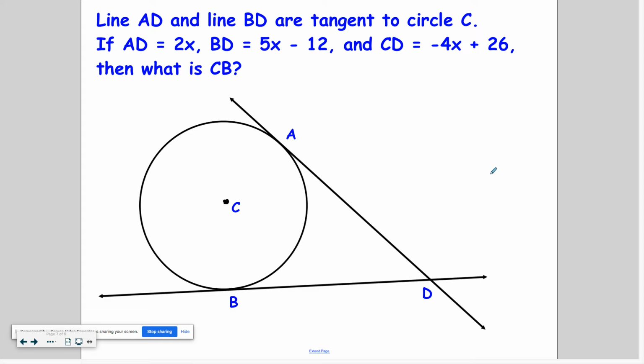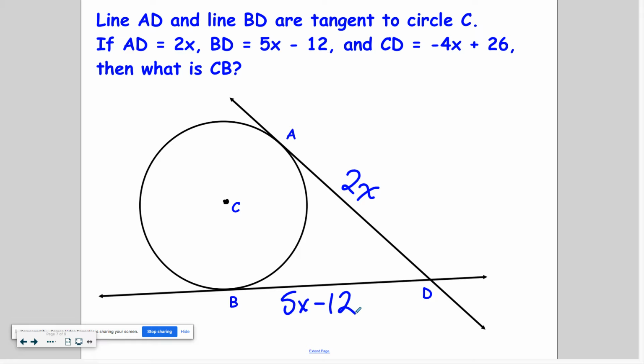This is the external tangents situation. You can see we're given expressions for the sides instead of just numbers straight away. So AD is 2x, BD is 5x plus 12, and my mind is immediately thinking those external tangents have to have the same measure, or the same length. So I know 2x is equal to 5x minus 12 right away.